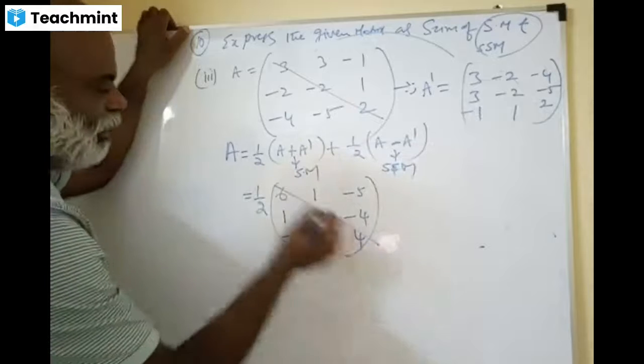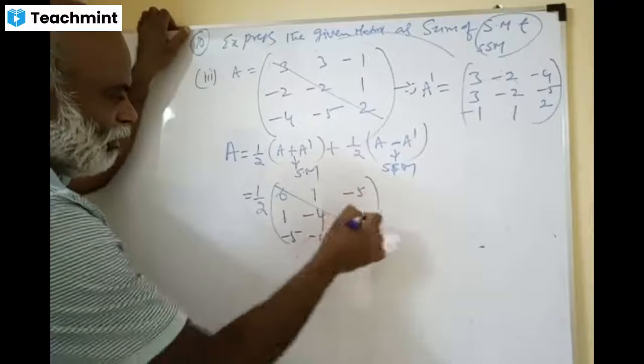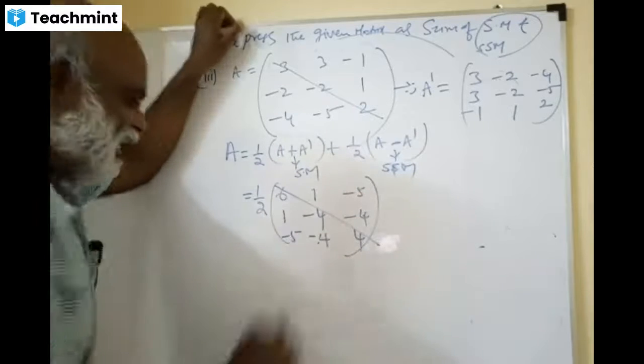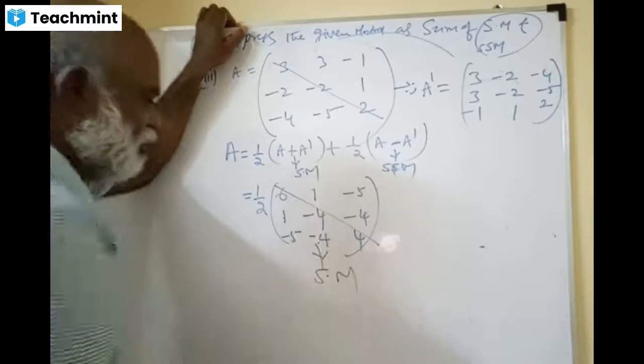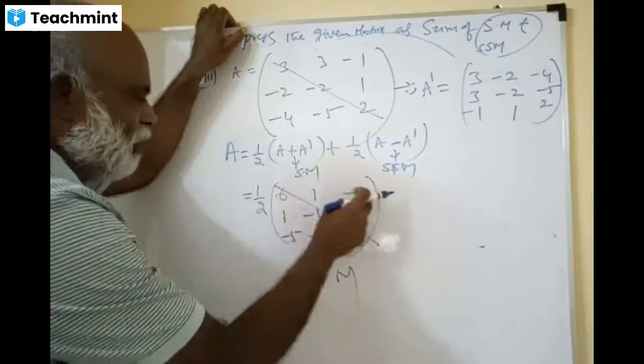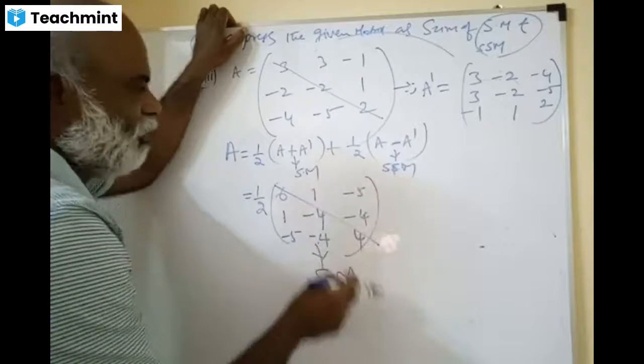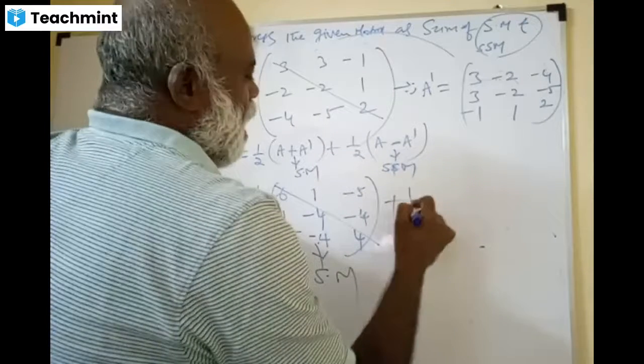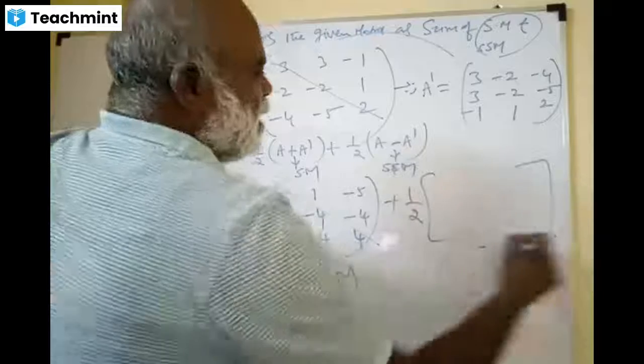What a brilliant thing. So it is symmetric. Then half, divided by 2: 1 by 2, minus 5 by 2, plus half into A minus A dash.